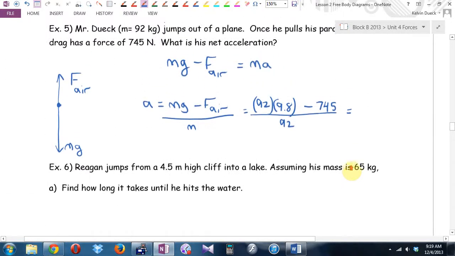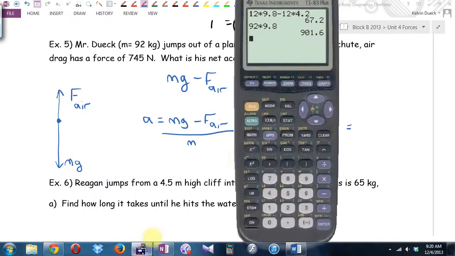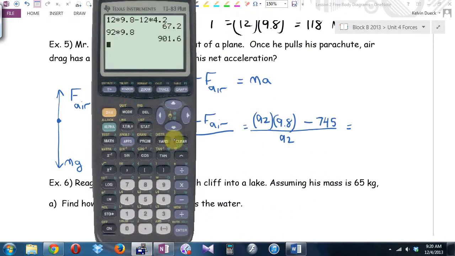What do we get? Is there more than one number on the top, Chris? So what are you going to put around the top? Brackets? Okay, so if I'm typing this in, it's going to be bracket 92 times 9.8 minus 745.